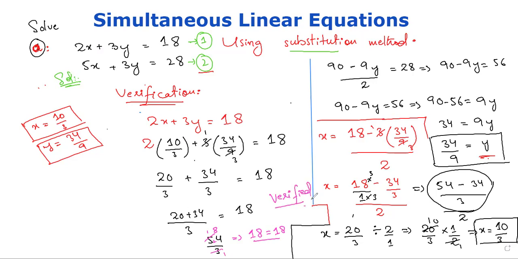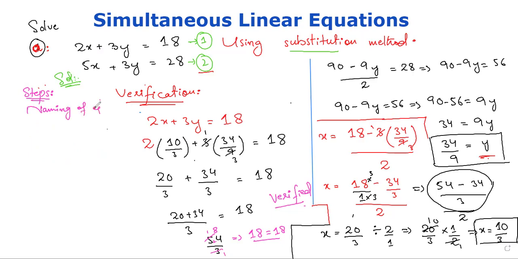I hope you understood how to do this. Let me recall the steps. If you need it step-wise, I can also write the steps for you. What is going to be the first step? The first step is naming the equations. What should be the second step? Find any one variable in terms of another.